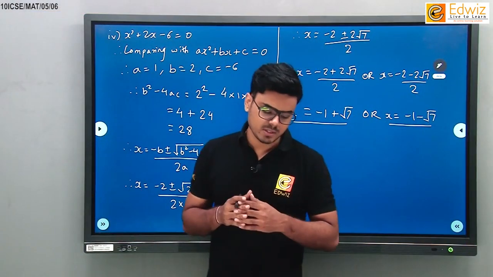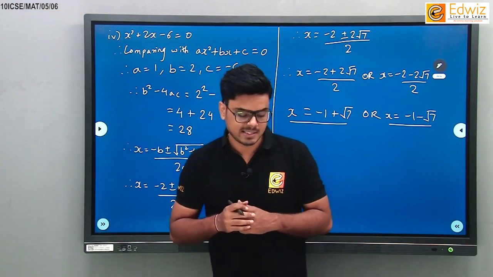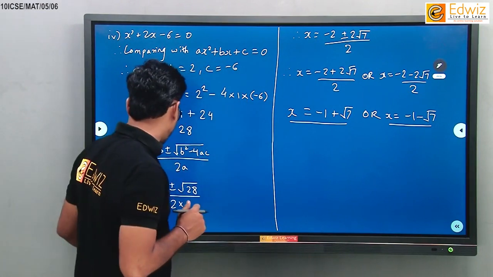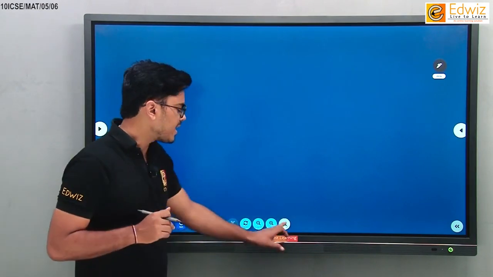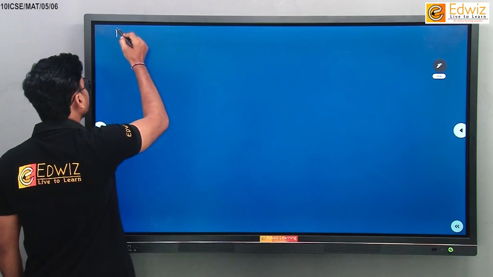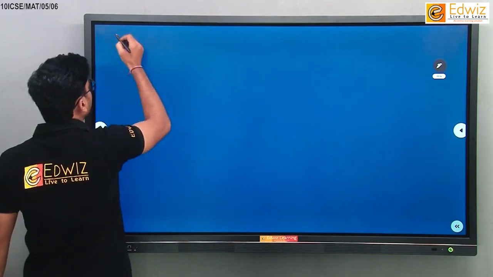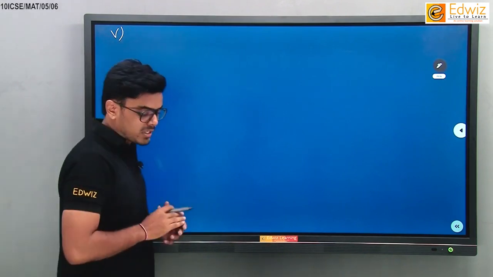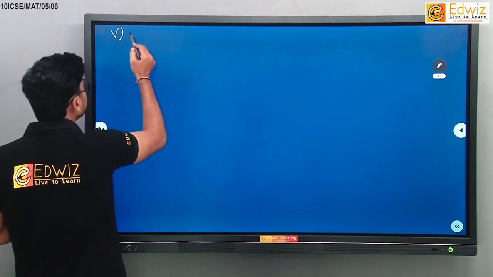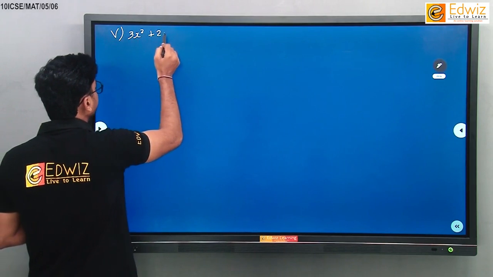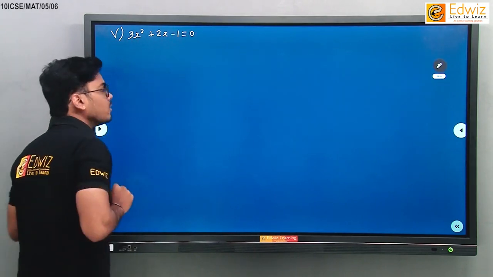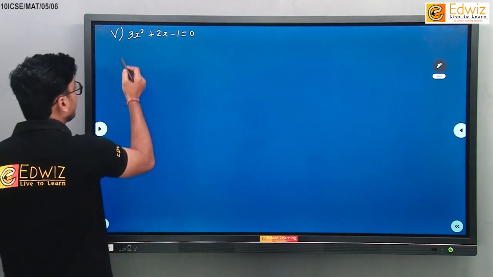Okay, continuing on to the next question, that is the fifth one. Same question again, an equation is given in standard form, but this time the coefficient of x square is something other than 1. Apart from 1, there is some other coefficient. So let us solve this fifth one. The question is 3x square plus 2x minus 1 equal to 0. Okay, compare it with the standard form.